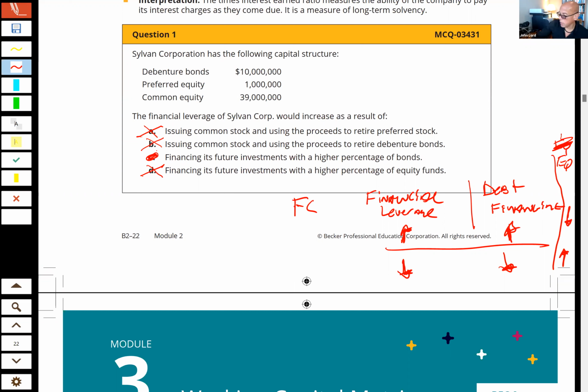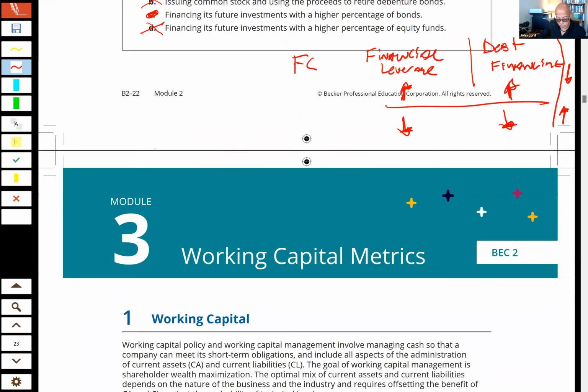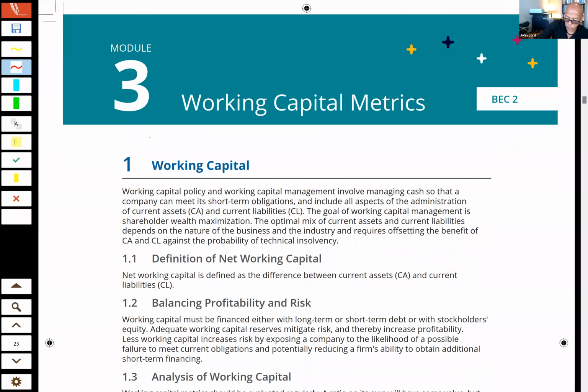Okay, good, guys. We're right up on 6:30. Let's take our break. We'll go to 6:40, and then we'll come back and pick up with module 3.